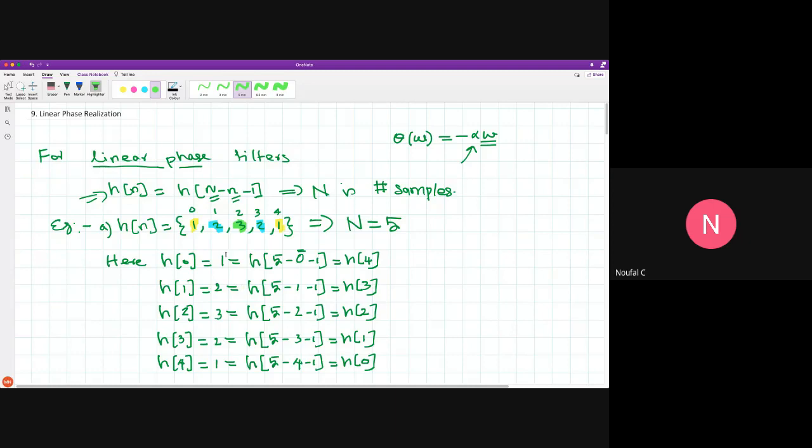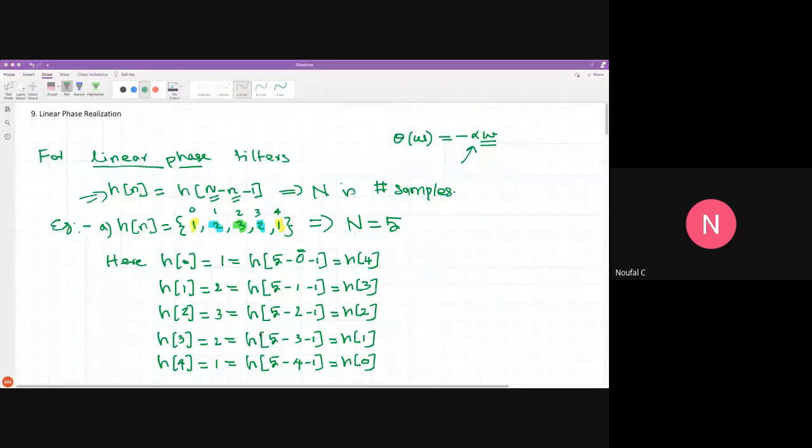So what does this mean? This means that the impulse response is symmetric. The sequence values are symmetric. If you move on to find the next sample, we have already exhausted the samples. Even if you go for h of 3, the value is 2, and that is equal to h of N minus n minus 1. So h of 5 minus 3 minus 1 is h of 1, which means h of 3 equals h of 1. We already found that equation, h of 1 equal to h of 3.